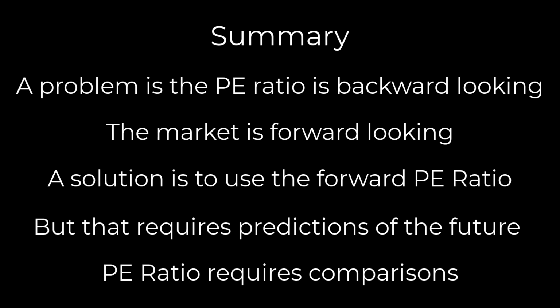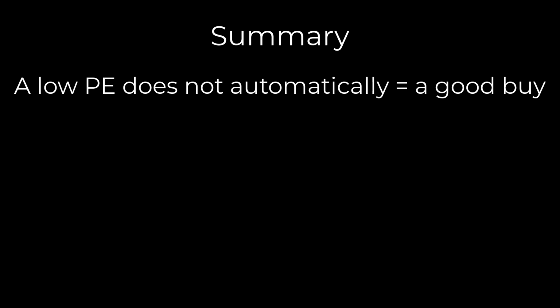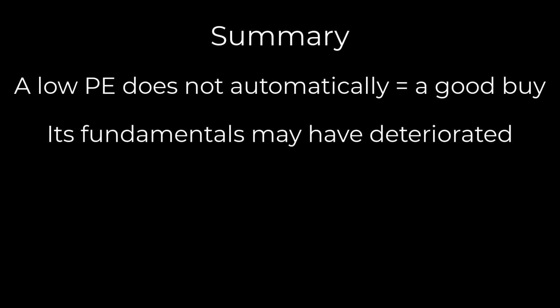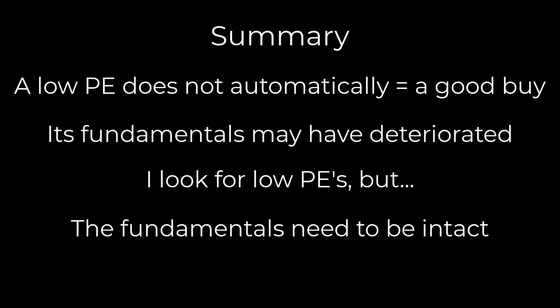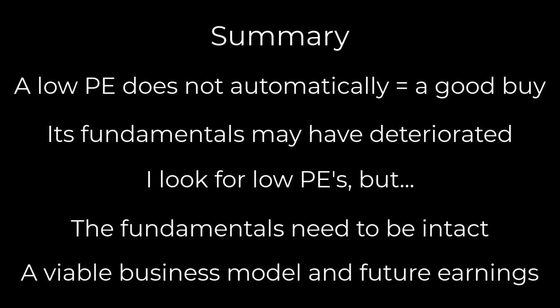To effectively use the PE ratio, you should make comparisons, such as to the long-term average of the stock or to its industry and peers. Just because a stock is trading at a low PE does not mean that it's a good buy. It might be trading at a low PE because its fundamentals have deteriorated, such as a slowing growth rate. When I use the PE ratio, I look for stocks that are trading at low multiples but where the fundamentals are intact. I need to believe that the business model is still viable and that earnings will continue to grow.